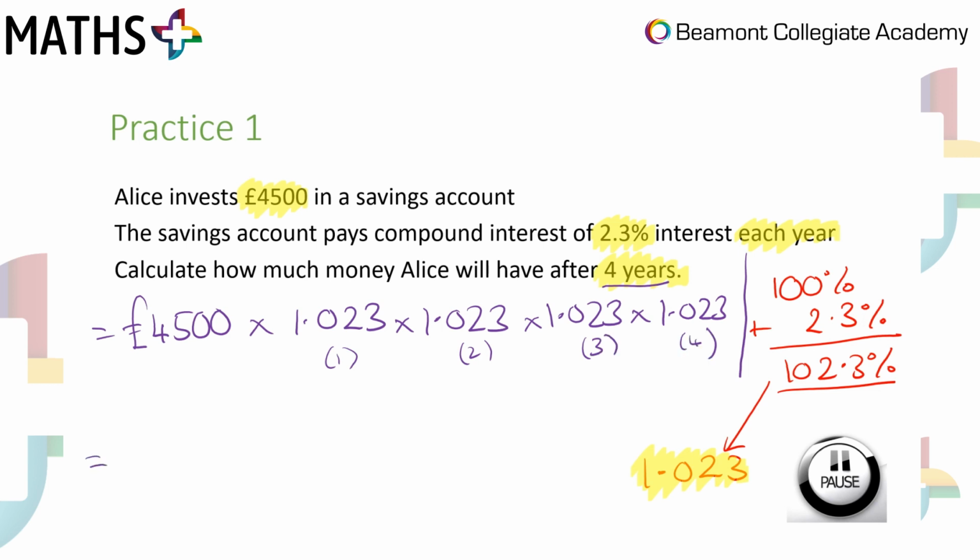So now all we need to do is put that into the calculator. It's really important in the exam that you write down that calculation. Don't just jump straight to the answer. £4,928 and 50p. And again, I've ignored everything after the 0 because we're talking about money.